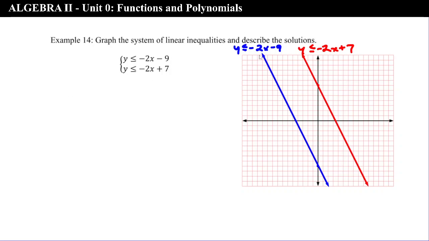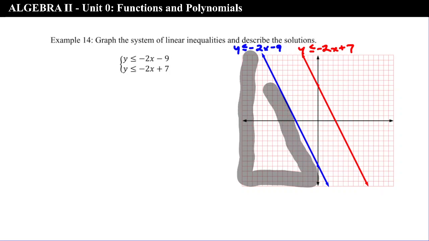Now, here's where the difference is going to be. The shaded area will end up being below the blue line because that's what was shared. We have everything that's below the blue line according to the first inequality, and everything that's below the red line for the second, but the only area that ends up being shared is this area here that is below the blue line. So therefore, this is the area that ends up being shaded, and only that area.